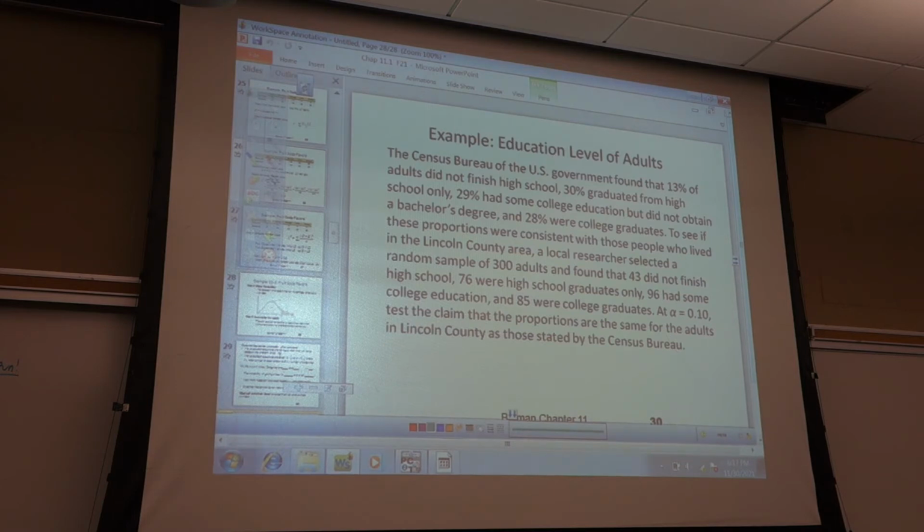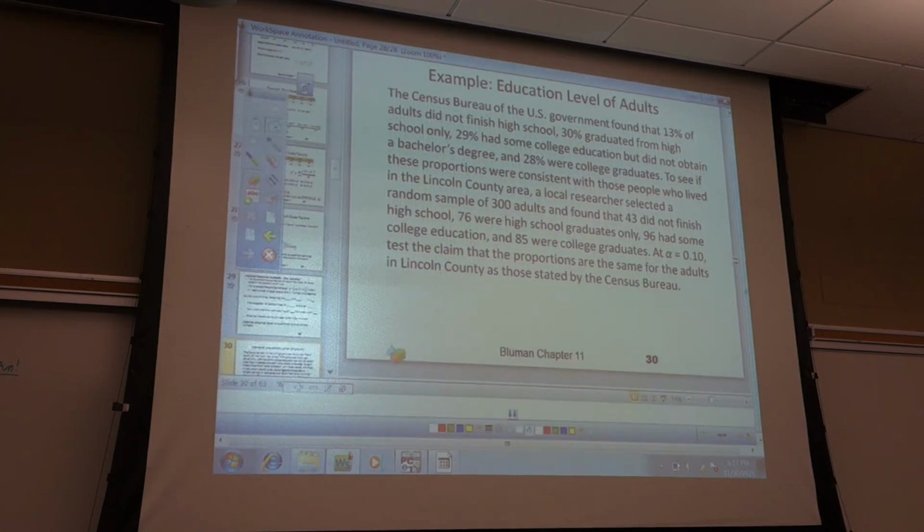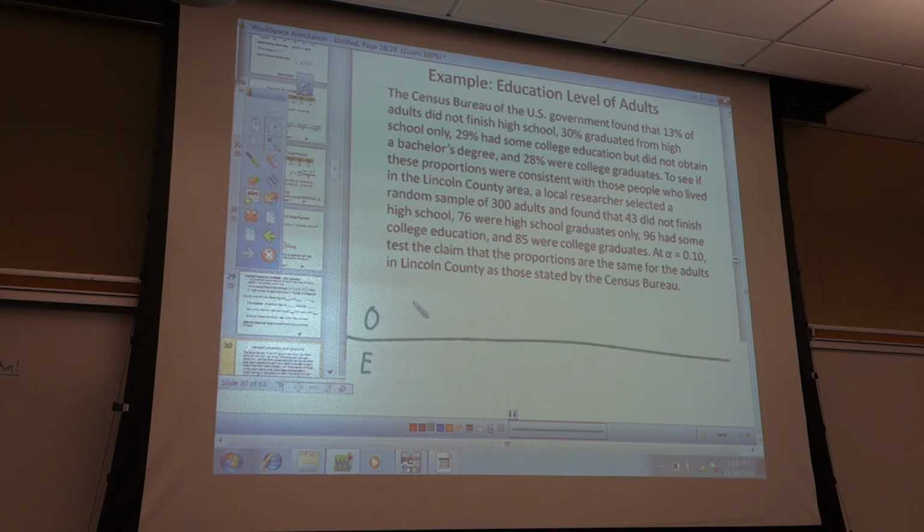The Census Bureau of the U.S. government found that 13% of adults did not finish high school, 30% graduated from high school only, 29% had some qualifications but did not obtain a bachelor's degree, and 28% were college graduates. To see if these proportions were consistent with those people who lived in the Lincoln County area, local researchers collected a random sample of 300 adults. Of those, 43 did not finish high school, 76 were high school graduates only, 96 had some college education, and the rest were college graduates. Test the claim that the proportions of adults in Lincoln County are the same as those stated by the Census Bureau.